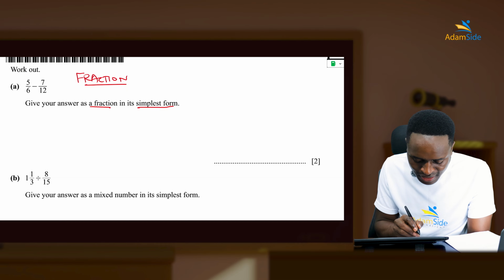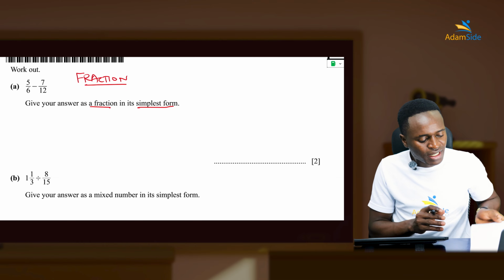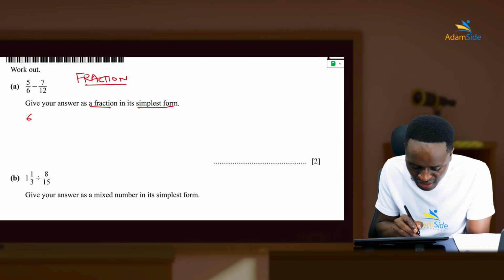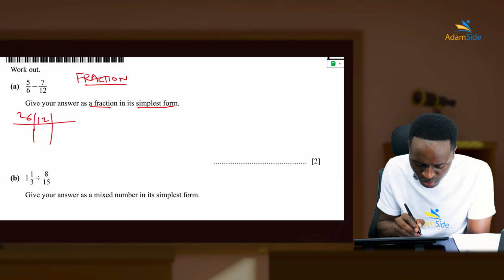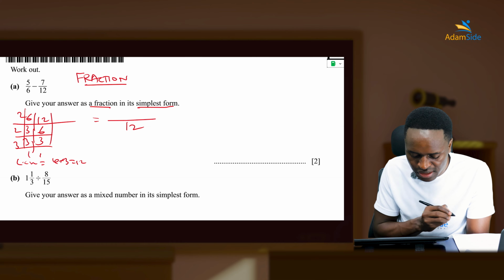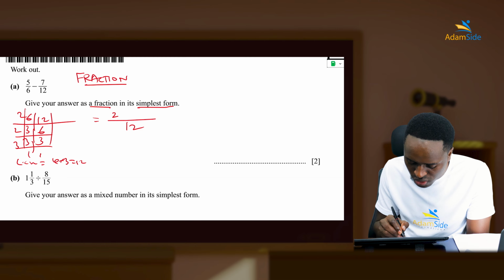So common, if you don't know, you can find a common multiple, or you can find the LCM. Find the LCM of 6 and 12. You know, 2 there is 3, and then here 6, 2, 3, 3, then 3, 1, 1. So LCM is 4 times 3, which is 12. And so therefore, common multiple is 12. 12 divided by 6 is 2. So 2 times 5 minus, 12 divided by 12 is 1. So 1 times 7. So your answer is 10 minus 7 over 12.